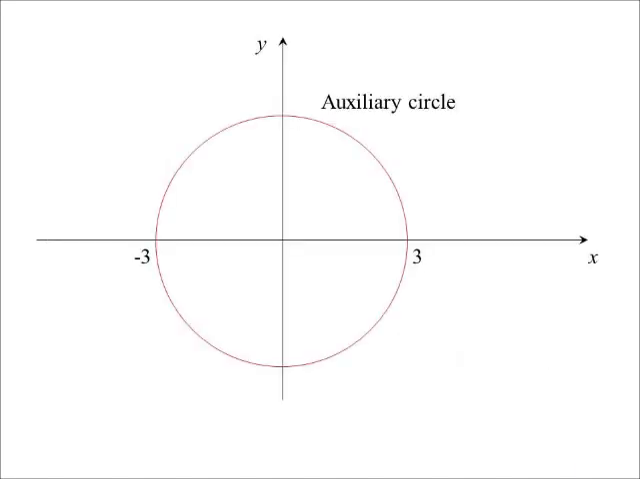Now we're going to draw it. And we're going to draw it using a wonderful method known as the auxiliary circle method. The auxiliary circle is the circle which has the same radius as the major axis.